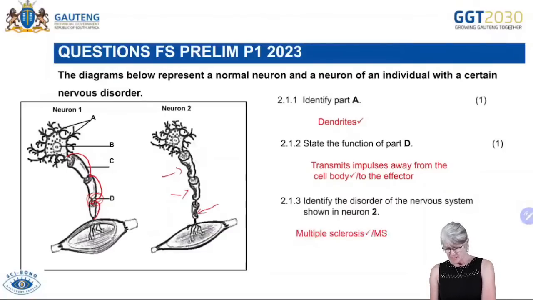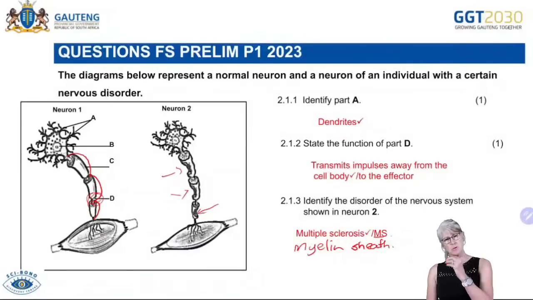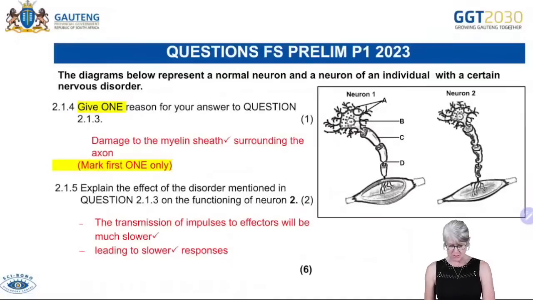So now we can see this is damaged, and that is known as multiple sclerosis, or we call it MS. And remember, it's easy to remember multiple sclerosis. It's because the myelin sheath is damaged. So remember, the MS has to do with the myelin sheath. So it's multiple sclerosis because the myelin sheath is damaged. All right, let's have a look at some more questions.